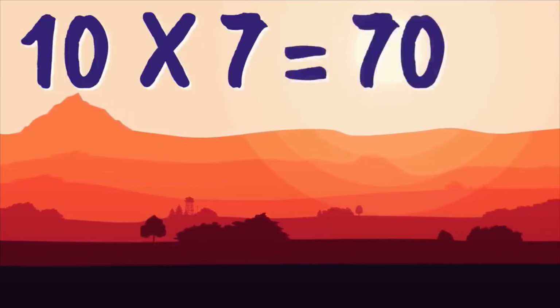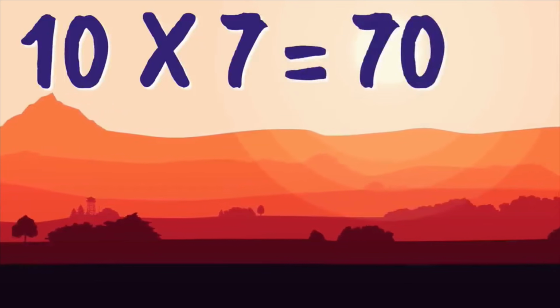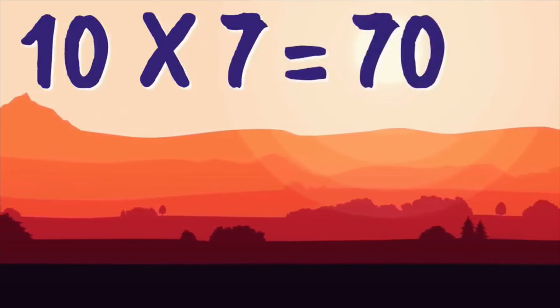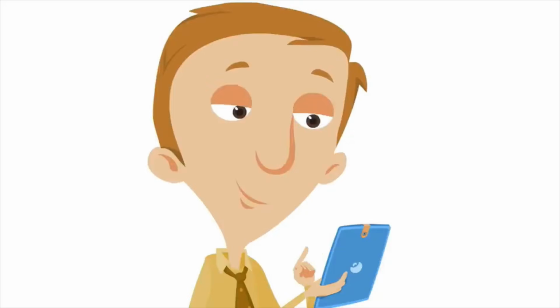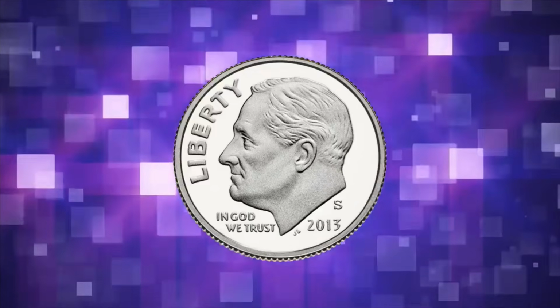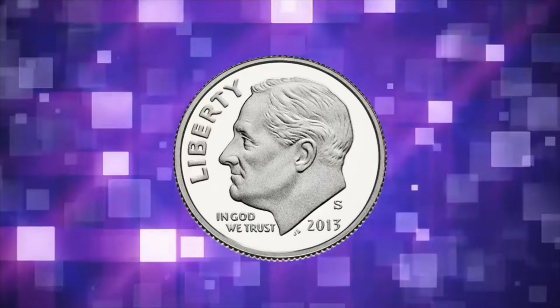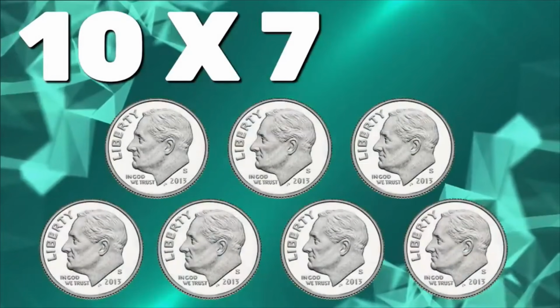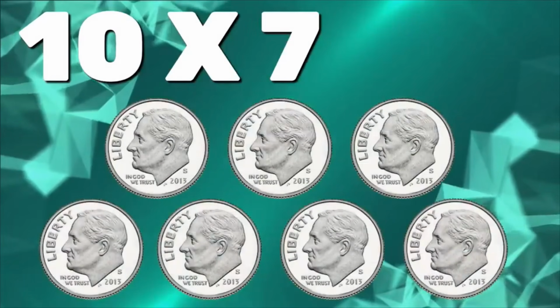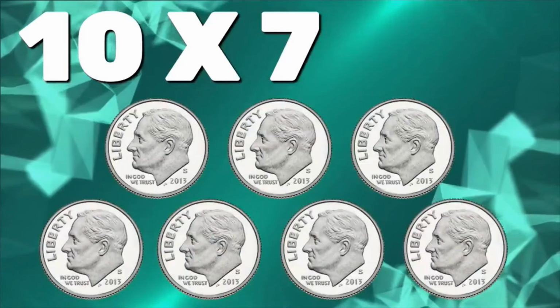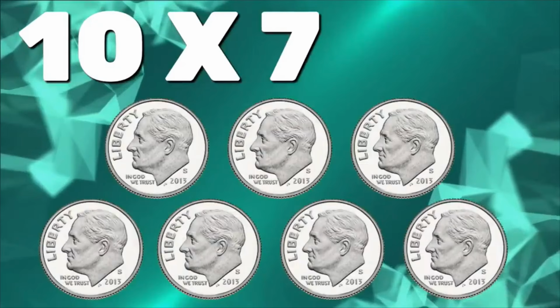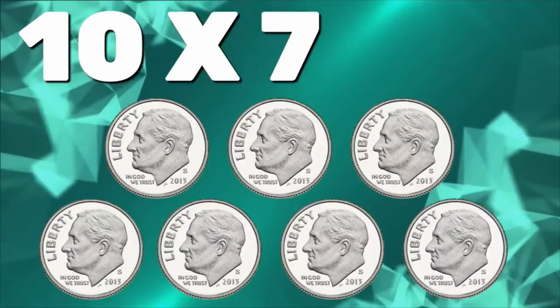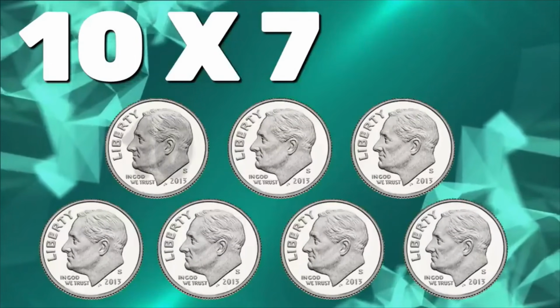Yeah, 70. Awesome! 10 times 7 equals 70. This can be illustrated using dimes because dimes are worth 10 cents. 10 times 7 means the number 10 7 times. Each dime is worth 10 cents, and there are 7 of them here. 10 times 7. To check our answer, we can count by tens.